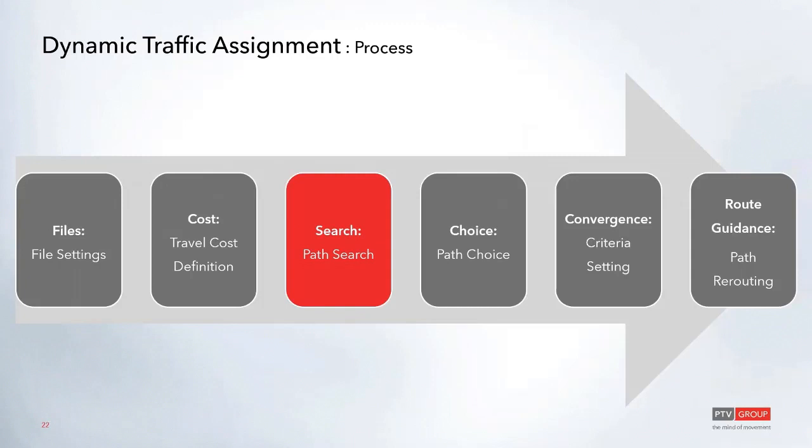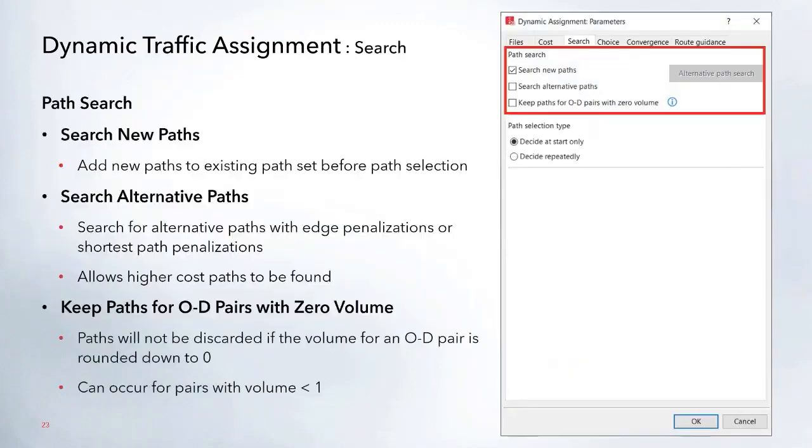All right, so now that we have our cost defined, now we can take a look at the different options available for searching for paths. So first up, we can choose an option to search for new paths that will be added to the existing path set before vehicles make their selection. The second option is to search for alternative paths, which may help vehicles find some of those higher cost paths rather than the lower cost paths that have shorter distances and travel times.